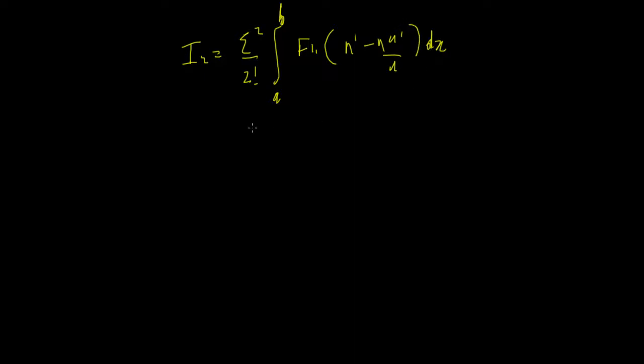As a reminder, in the last video we derived the second variation and put it into a simpler form, which I'll write down now. I2, the second variation, is epsilon squared upon 2 factorial times the integral from a to b of f11 times (eta derivative minus eta u derivative upon u) all squared dx.